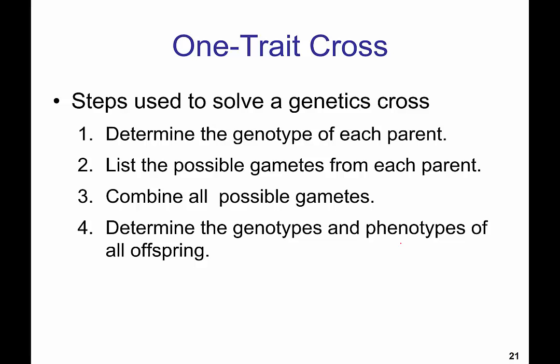When we're solving simple genetics problems, here's a good list of steps to follow. First, determine the genotype of each parent. Second, list possible gametes from each parent. Third, combine all possible gametes. And fourth, determine the genotypes and phenotypes of all offspring.